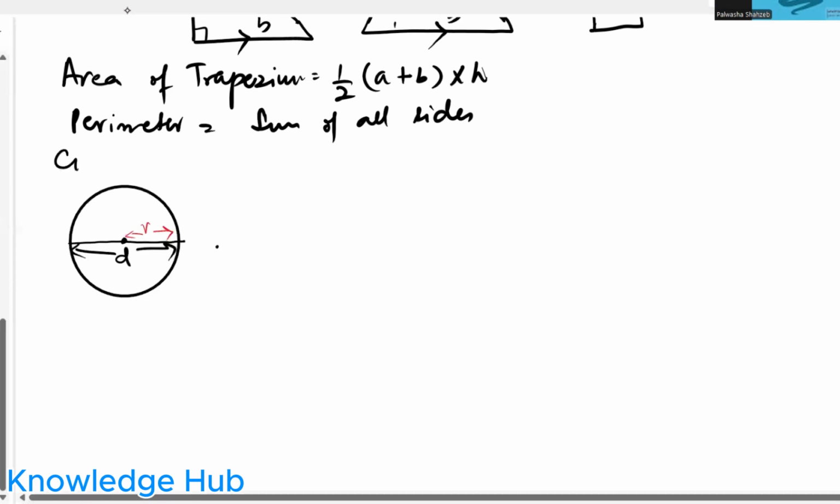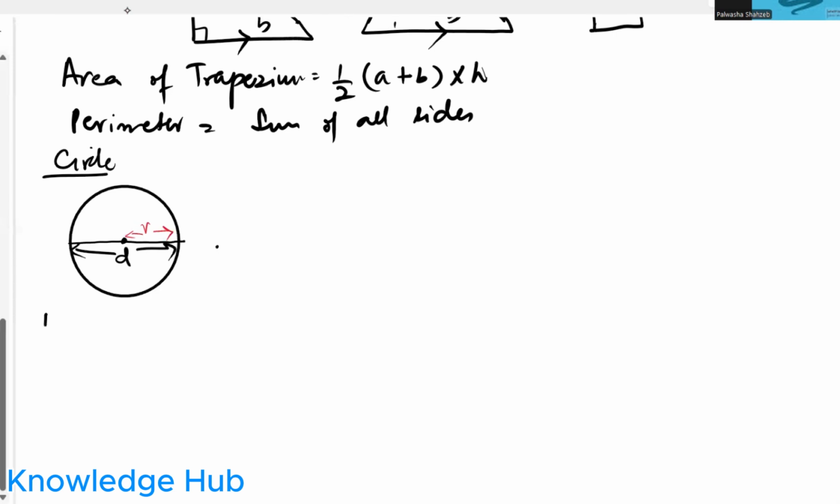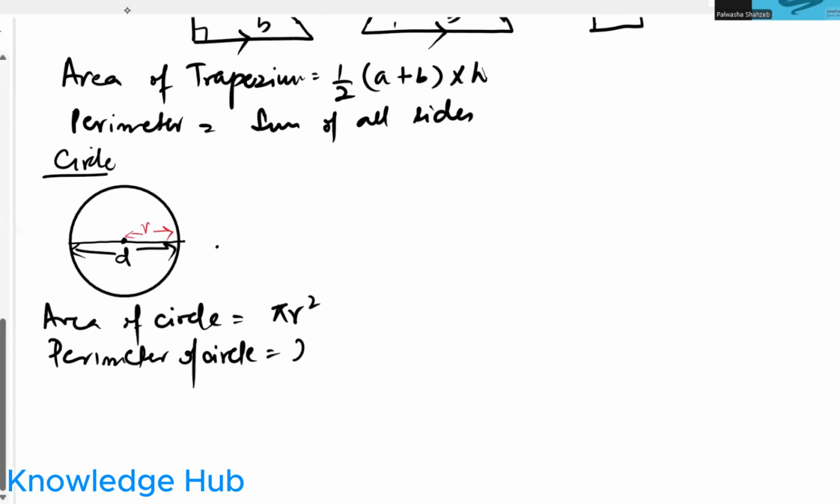The formula for the area of a circle is pi r square. And the formula for the perimeter of a circle is 2 pi r, right? So how can you get the value of pi? On the calculator, there's a shift button, and then in the last row, there's a button in the middle. So shift and that button gives you the value of pi.